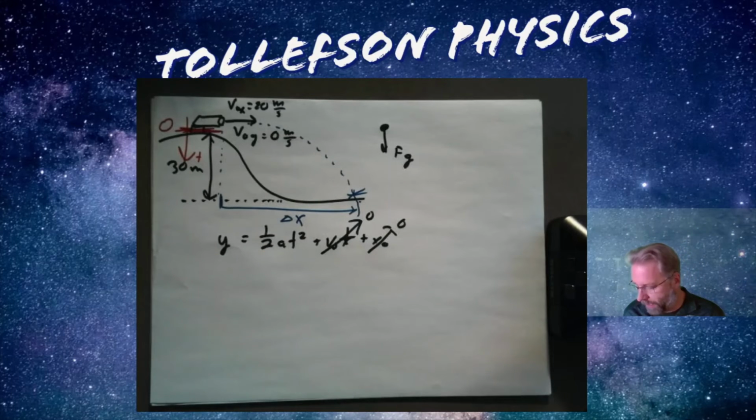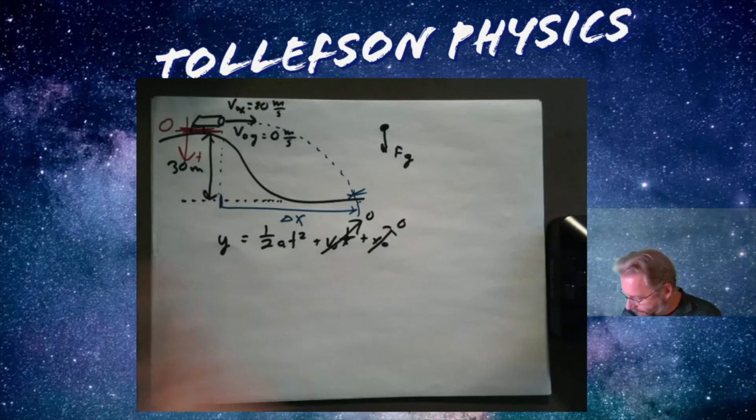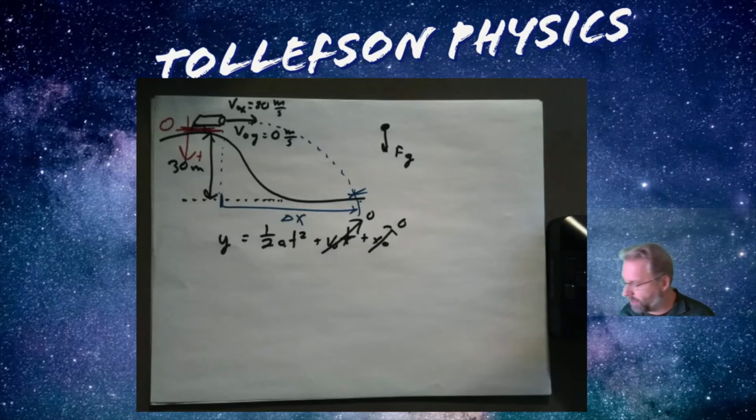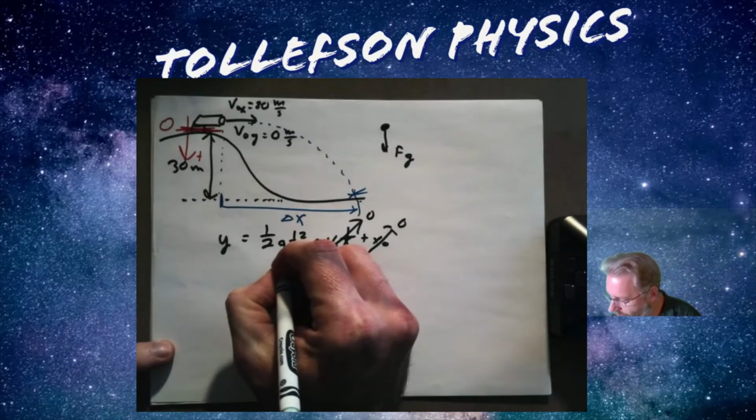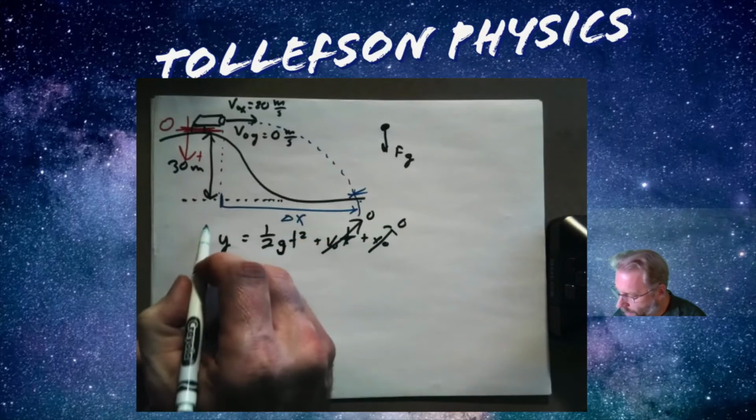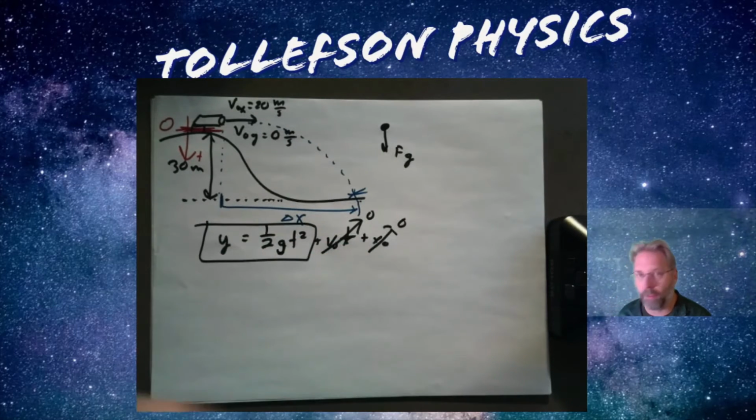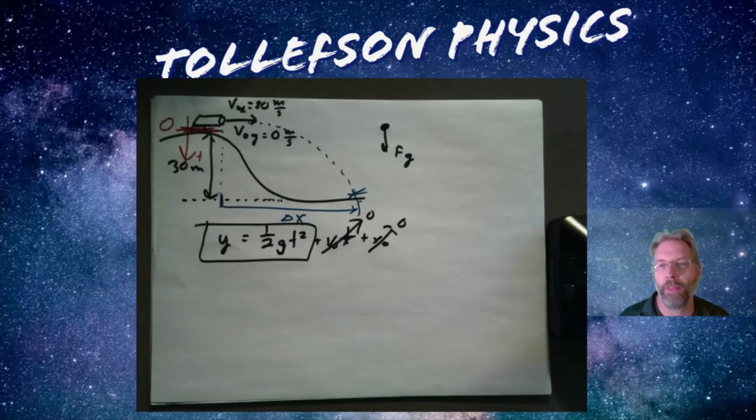And so what does this equation actually become? Well, this a, we actually know what a is. It's the acceleration due to Earth's gravity, so I'm going to change that to a g. So here is what's going on in the vertical direction when I'm starting with an initial velocity of 0 in the y direction. What about the x direction?